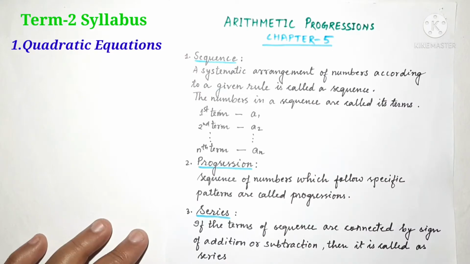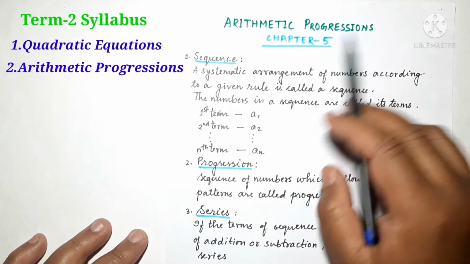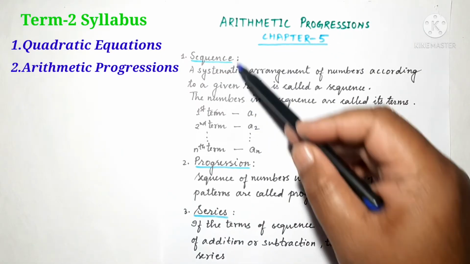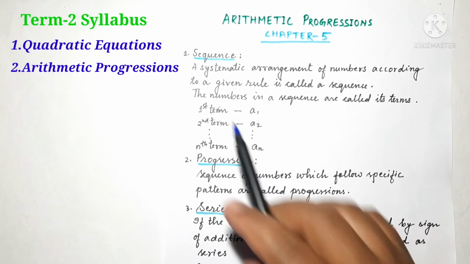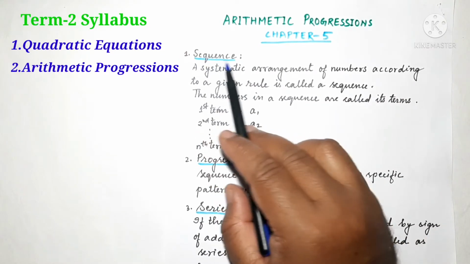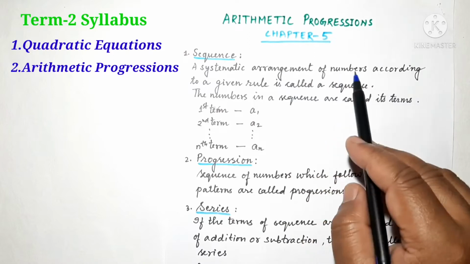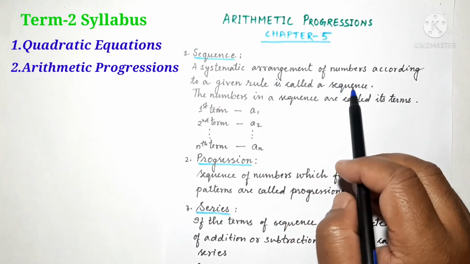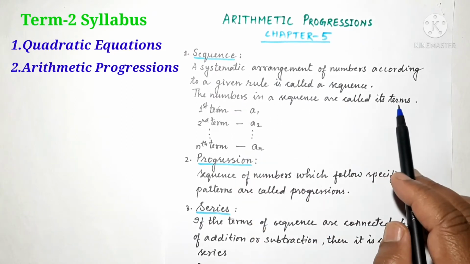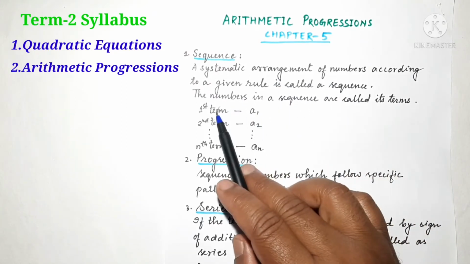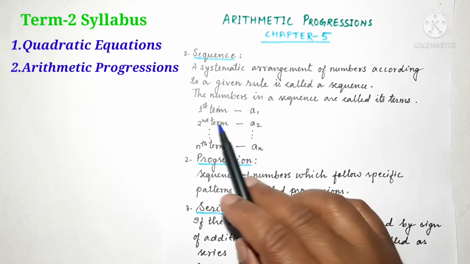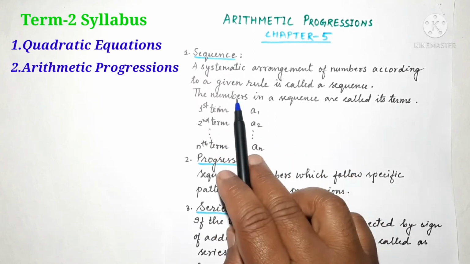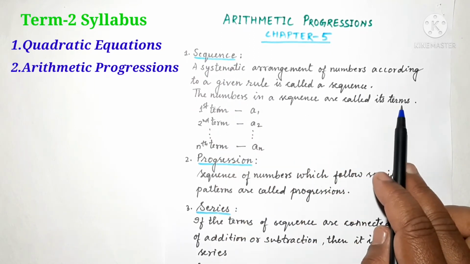Now the second chapter in your syllabus is Arithmetic Progressions, chapter number 5 from your NCERT textbook. Now there are 3 terms that you need to know. First is called sequence. And what is sequence? A systematic arrangement of numbers according to a given rule is called sequence. And in this sequence, the numbers are called terms. So the first number is called first term, second number, second term, and the nth number is called nth term. So in a sequence, there are numbers and numbers are called terms.